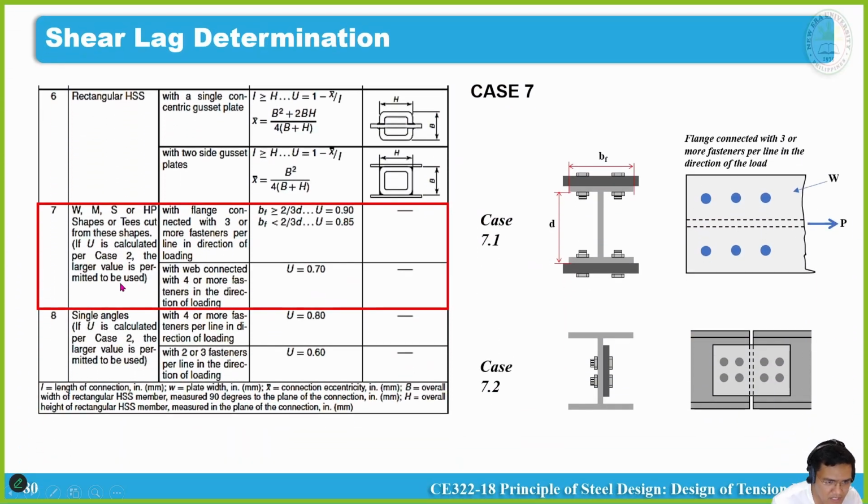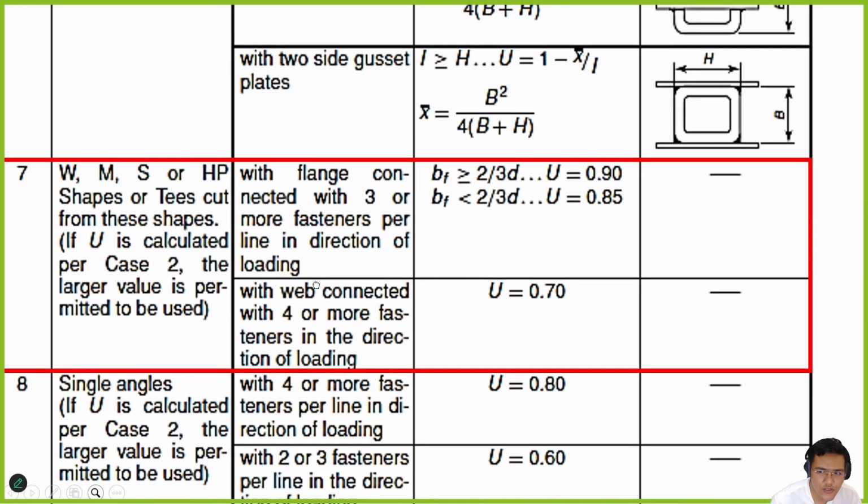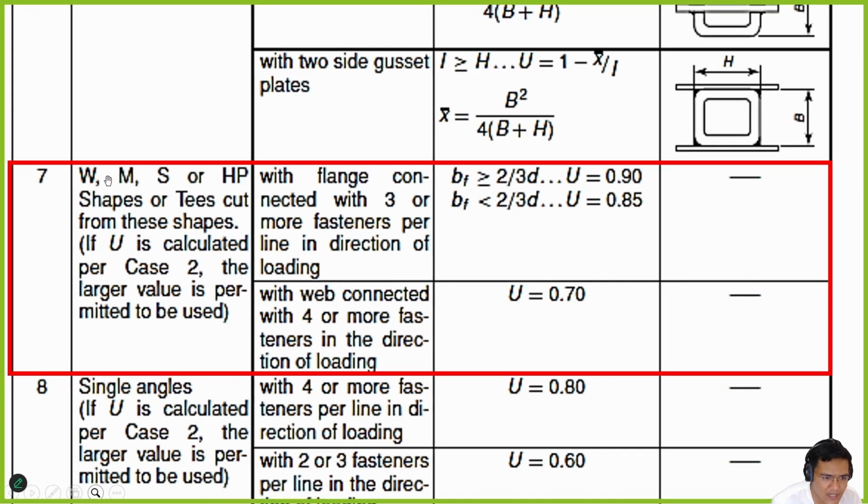Case 7. For case 7, as discussed dun kay case 2 ata, kung di ako nagkakamali, or case 1. Pwede mo lang i-check to, no? It's case 7 after. So case 2 pala, case 2. So, try natin tong i-check, okay? So si case 7, applicable siya to W, M, S, or HP shape, no? Or T cut from this shape daw. Okay? So 8 shape combination.